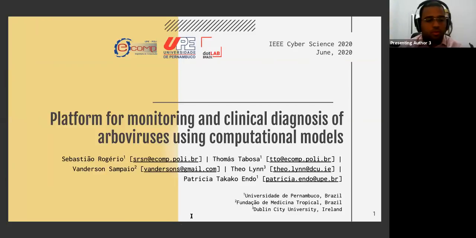We will introduce you to the working title: a platform for monitoring and clinical diagnosis of arboviruses using computational models. My team is Thomás Tabosa, master's student, and Vanderson Sampaio, Theo, Lynn, and Patricia Endo, professors, in partnership with Universidade de Pernambuco, Brazil, Fundação de Medicina Tropical, Brazil, and Dublin City University, Ireland.